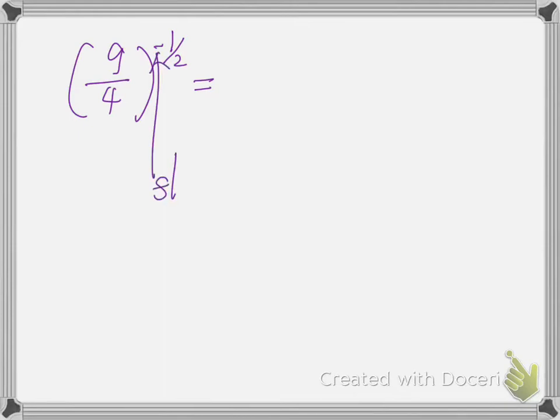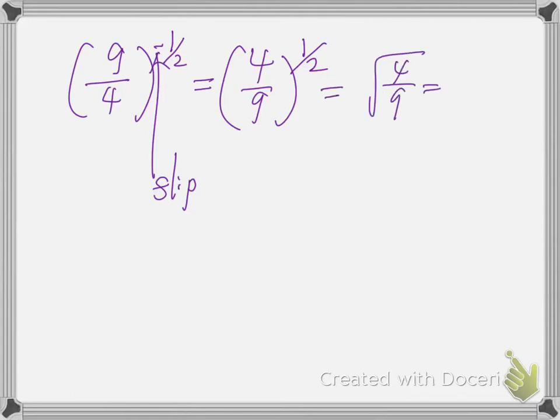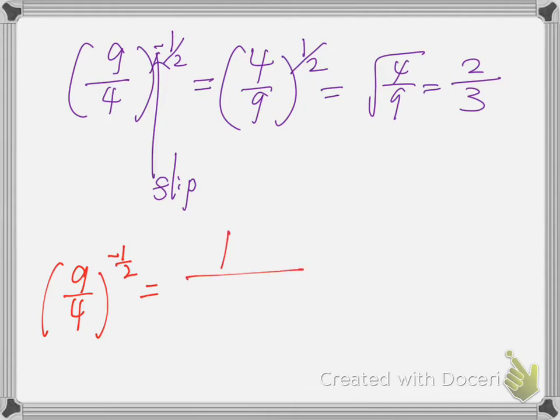Let's look at one more example: 9 over 4 to the negative 1/2 power. This negative sign means flip the fraction, right? So it's 4 over 9 to the 1 over 2's power. This means the square root of 4 over 9, so it is 2 over 3. So the flip definition is easier. If you follow the definition in the book, the calculation is longer, because you have to put everything down here in the denominator.